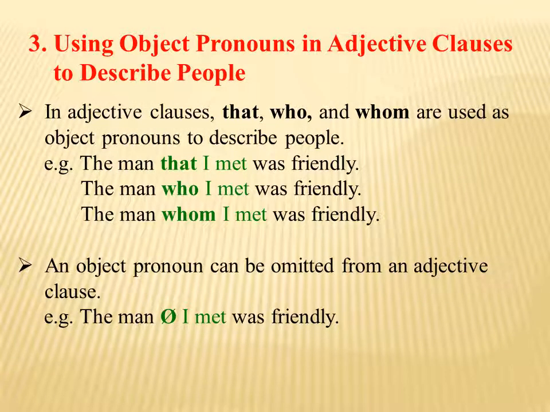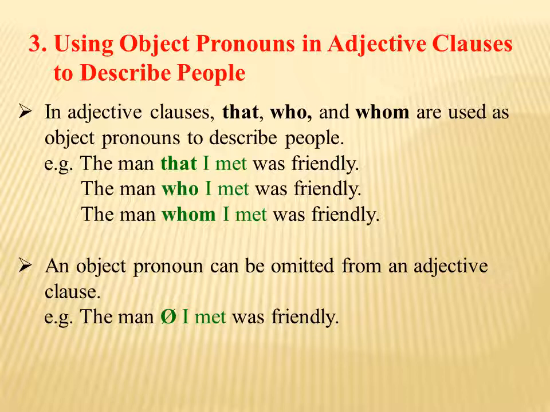Moving to subtitle 3, Using object pronouns in adjective clauses to describe people. In adjective clauses, that, who, and whom are used as object pronouns to describe people. Example: the man that I met was friendly. The man who I met was friendly, or the man whom I met was friendly. So the pronouns that, who, and whom work as object pronouns in these sentences.